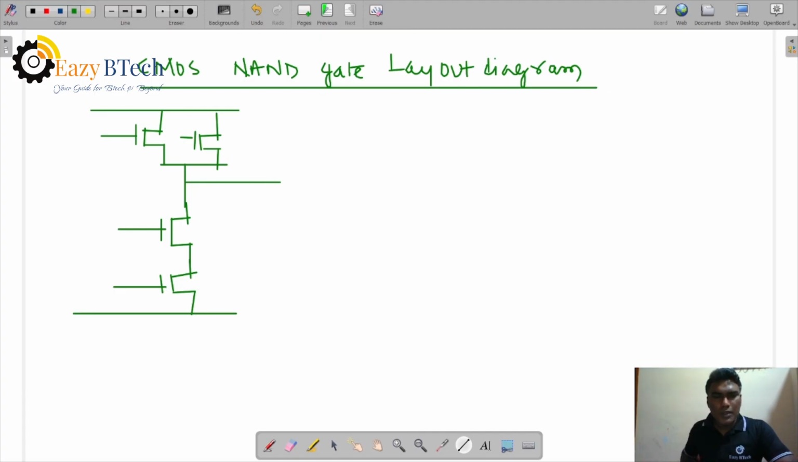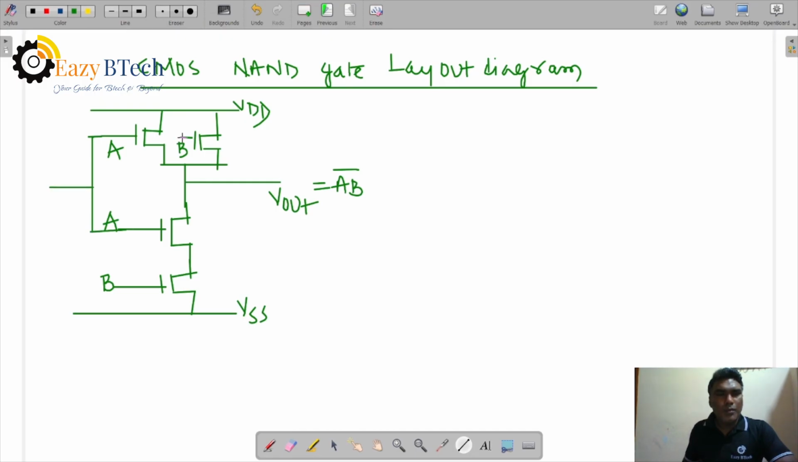You can say input terminal A, and this is B. So in the Vout diagram, Vout is (AB) complement. This is VDD and VSS. We can connect this one by means of poly. What is poly 2, right? You can say this one.